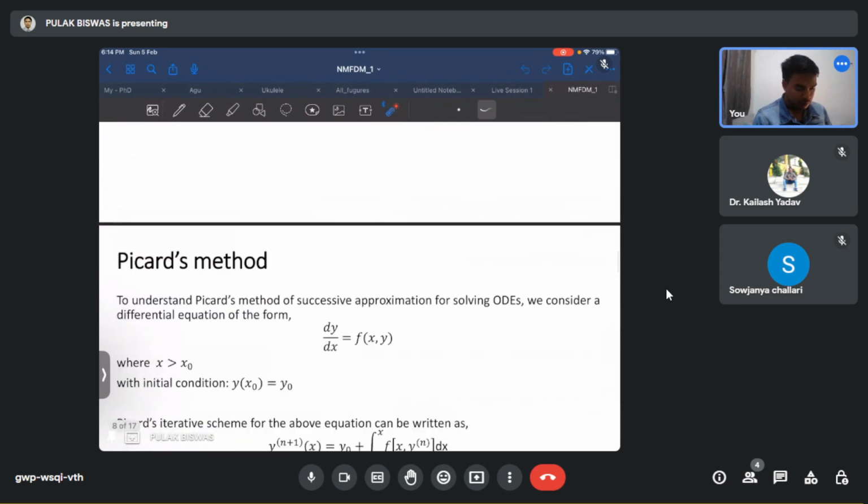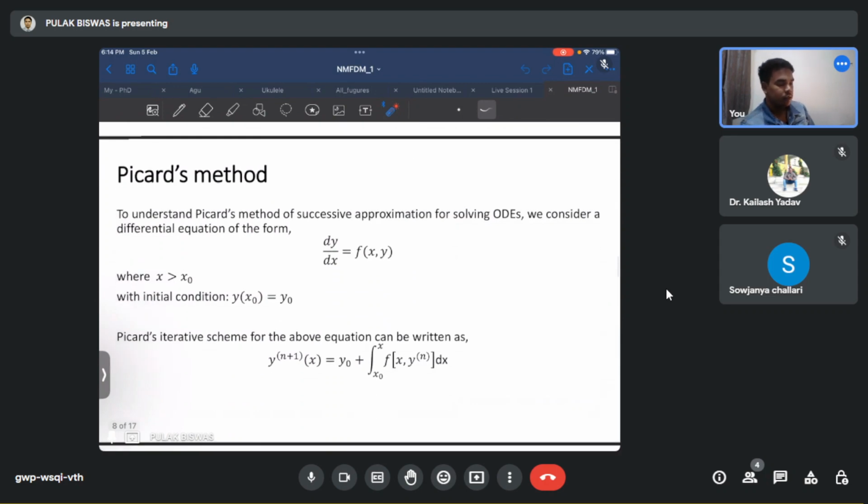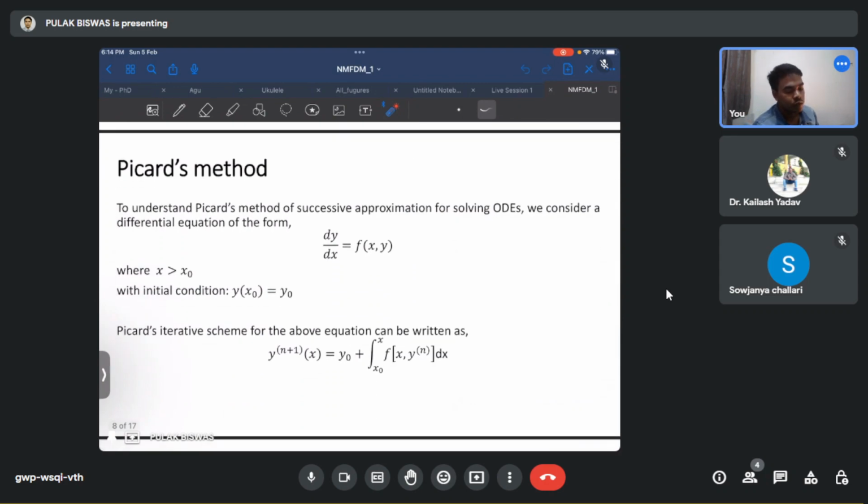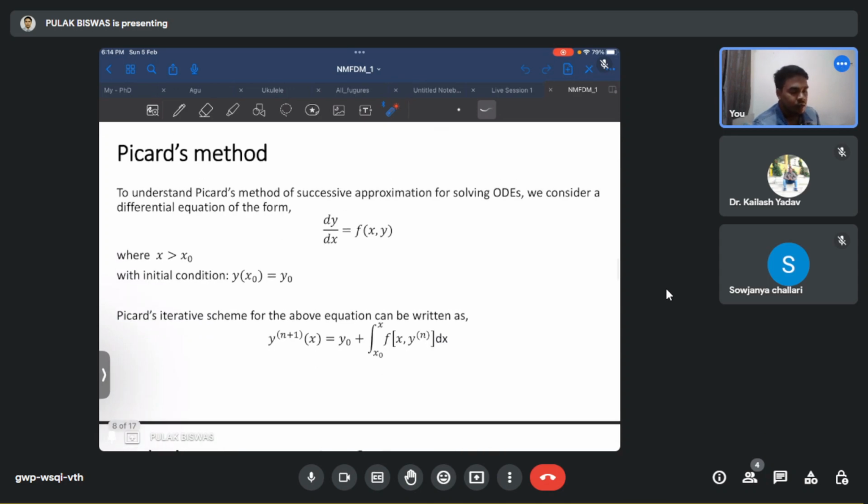So next, going back to the techniques that are needed to solve ODEs. The first method is Picard's method. In this method, suppose one ordinary differential equation is given in this form, where the right hand side function is some function of x and y. And as I mentioned, for the applicability of this equation, some domain of applicability should be there.